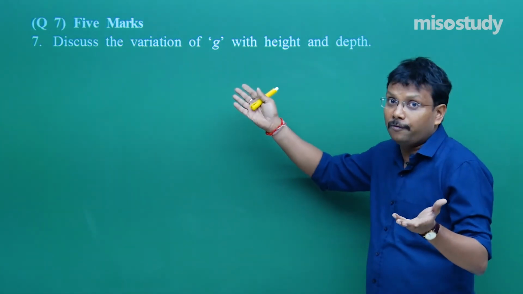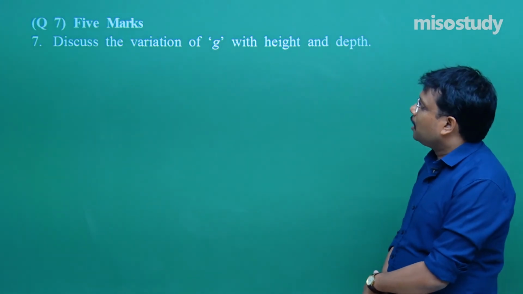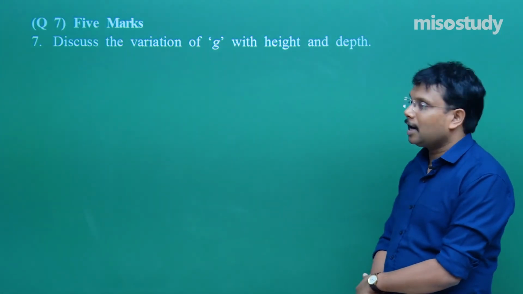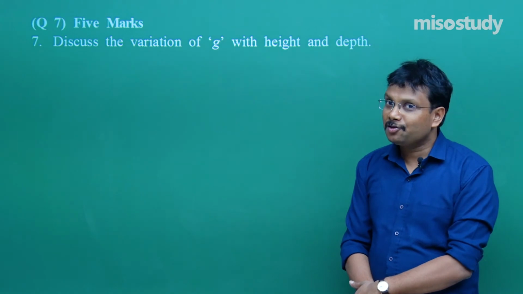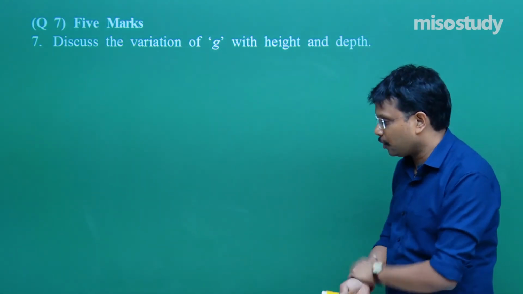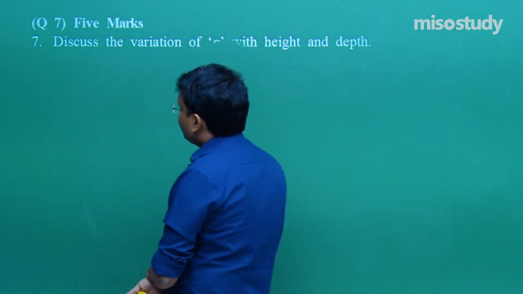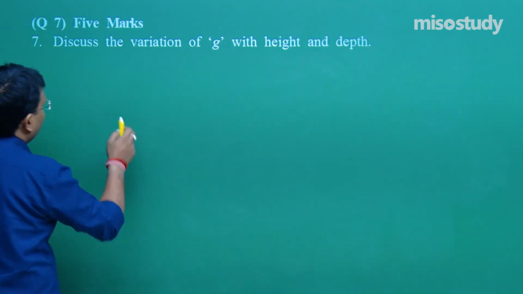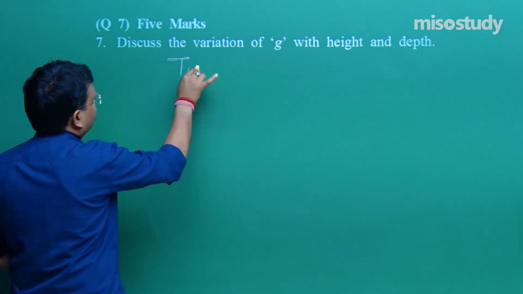Now, just take a look at question number 7. Discuss the variation of g with height and depth. Very simple derivation. How can you proceed? So, you can say in 5 marks you have to discuss 2 cases.